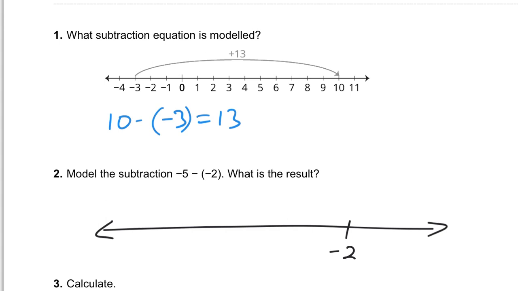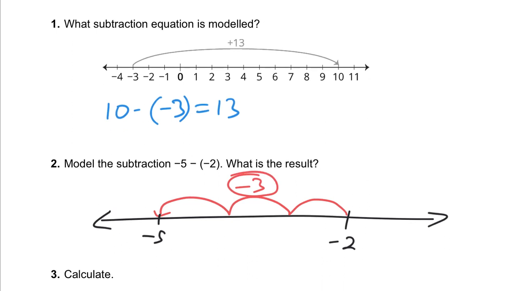Well, I need to add something negative to get more negative. So I'm going to add 1 gets me to -3, -4, -5. So right here, that's -5. I added 3 negatives. The result is right here, -3. Make sure you circle that.